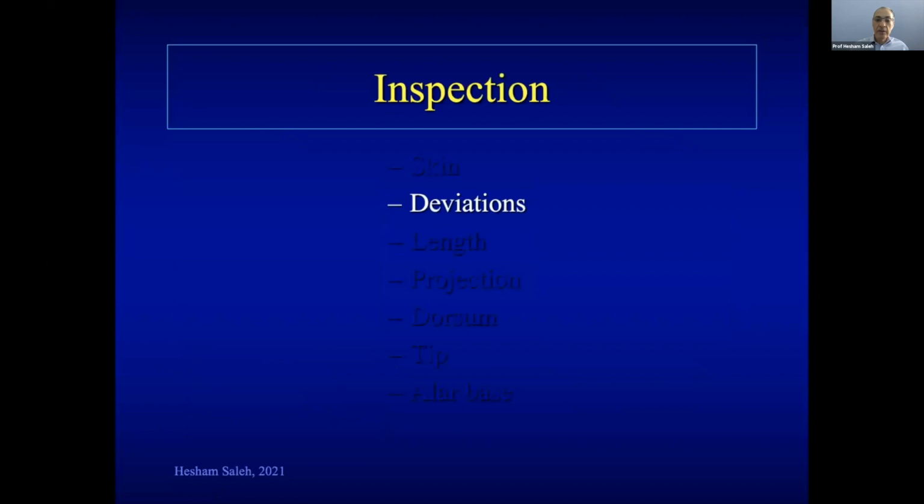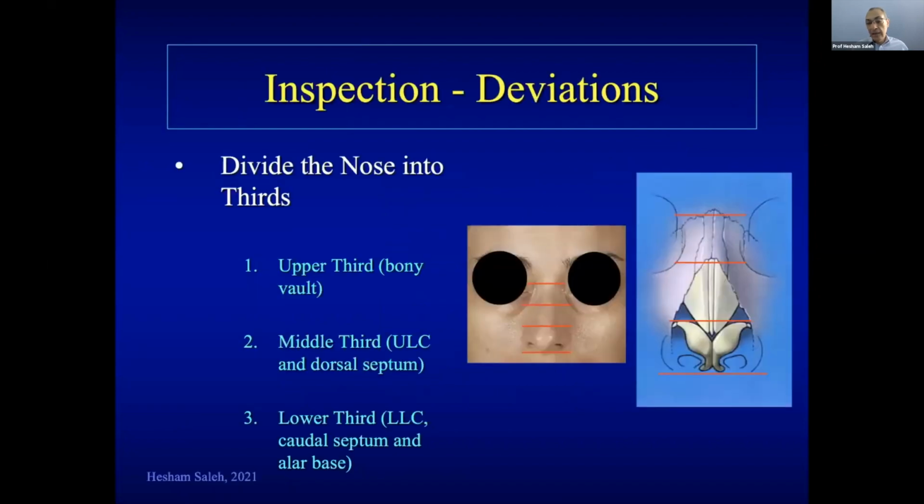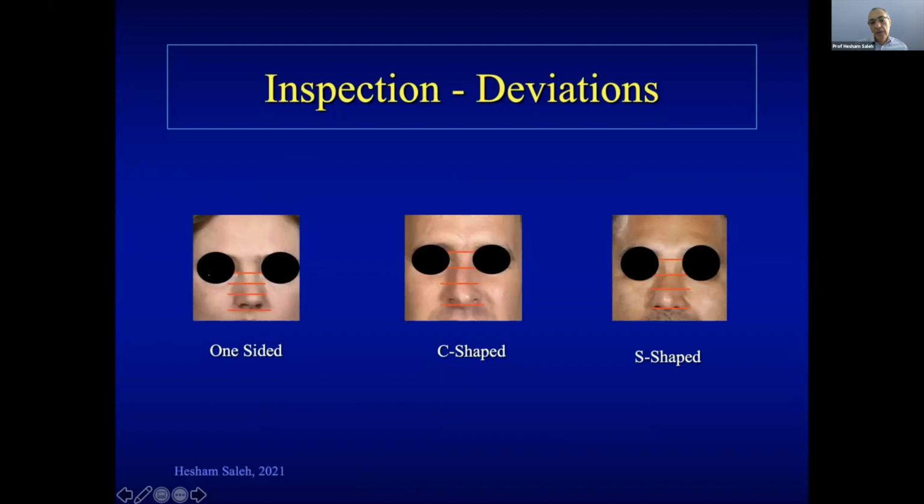Then look at deviations in a nice systematic way. In NHS, you'll see a lot of deviated noses. So try to think about it in thirds. Upper third is the bony vault, middle third is the upper lateral cartilage and the dorsum septum, and the lower third is the lower lateral cartilage, caudal septum, and the alar base itself. When you think about it this way, it's easier to actually analyze it and plan your surgery.